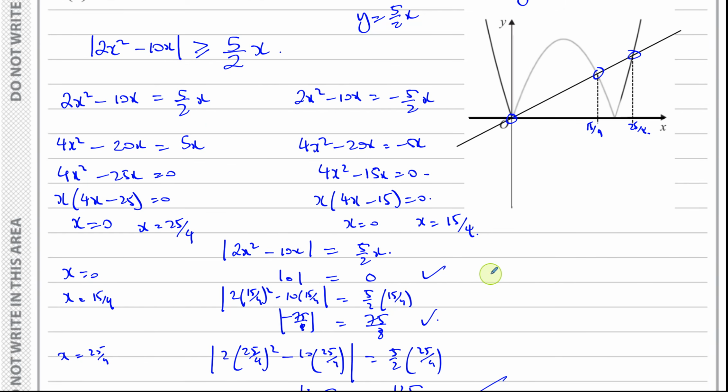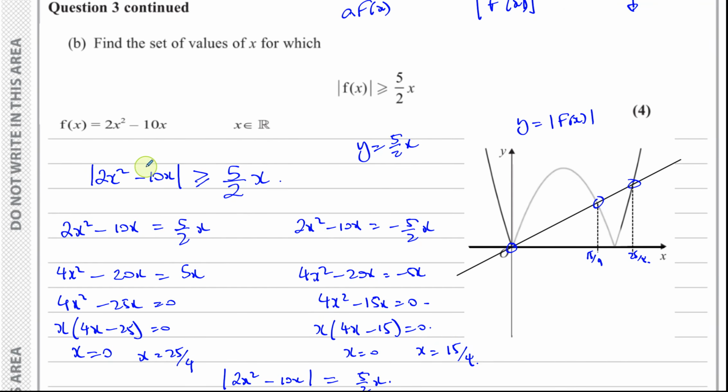Now we have to solve the inequality. And the inequality is, where is the modulus function above the line y equals 5 over 2 x. So I'll change the color of this to make it a bit clearer. So where is the black graph above the blue graph? And we can see it's greater than it in the areas where x is less than 0. Okay, so we can test to see which values of x, one second, I'll switch to the pen. For which values of x is the modulus graph above the straight line graph?